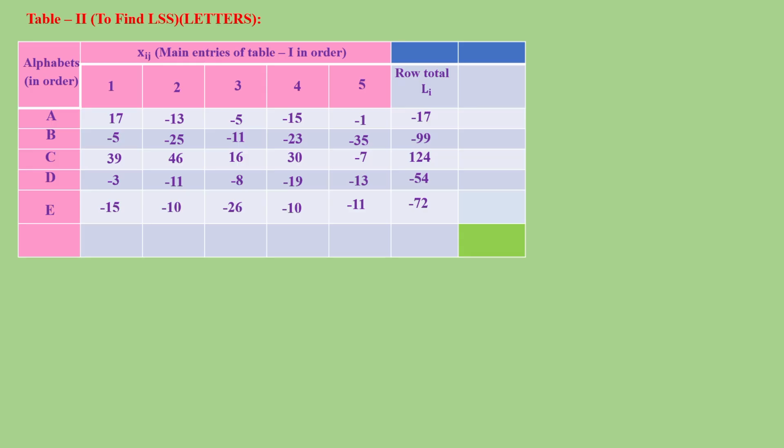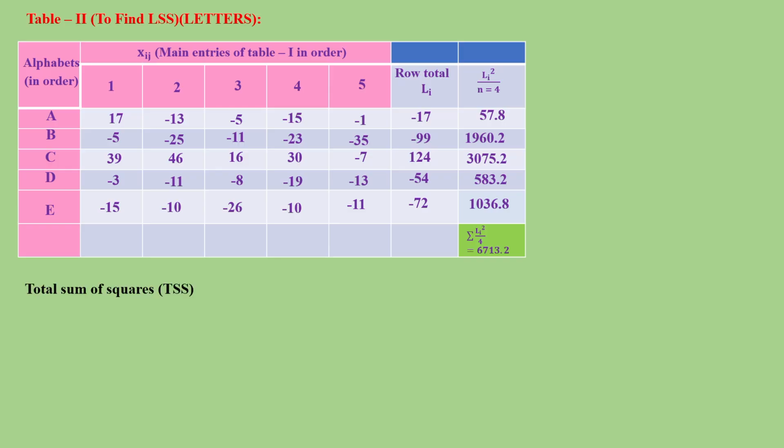Then you find Li square by N. That is, N is equal to 5 here. So 57.8 is minus 17 square by 5. Minus 99 square by 5. 124 square by 5. Minus 54 square by 5. Minus 72 square by 5. So summation Li square by N is equal to 6713.2.